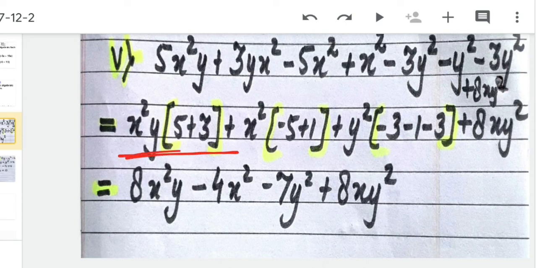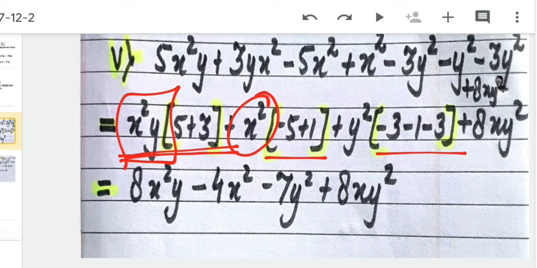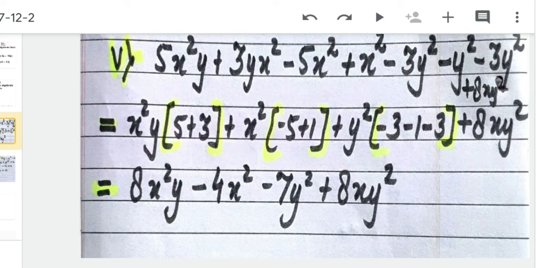So here 5 plus 3 having x square y as algebraic factor, minus 5 plus 1 with x square, minus 3 minus 1 minus 3 with y square, and at the end 8xy square. So after solving these brackets, we will have the answer 8x square y, minus 4x square, minus 7y square, and minus 8xy square.